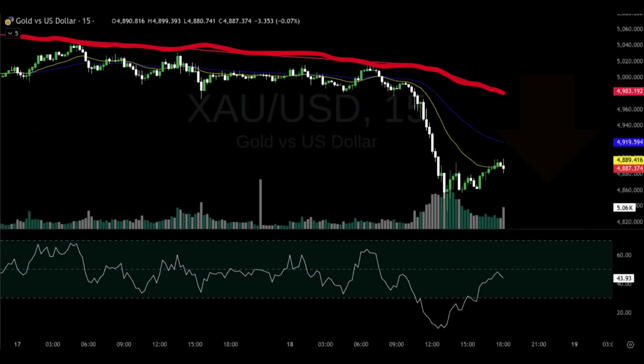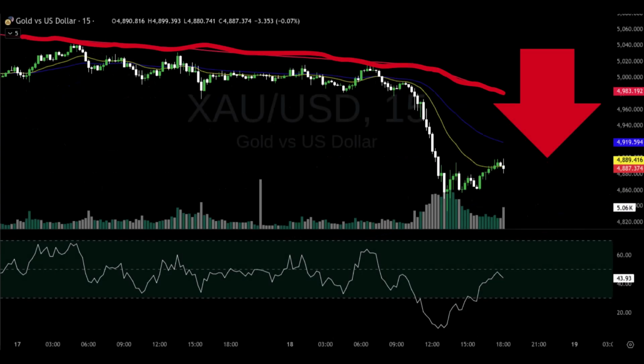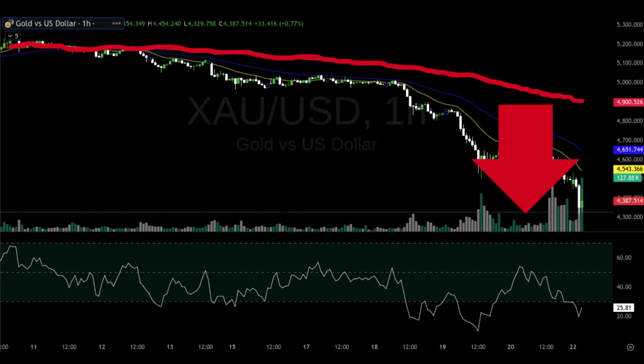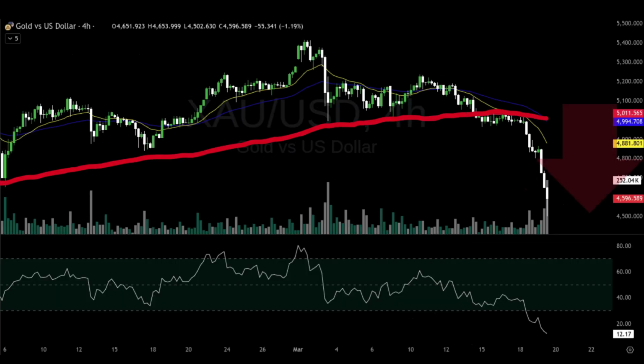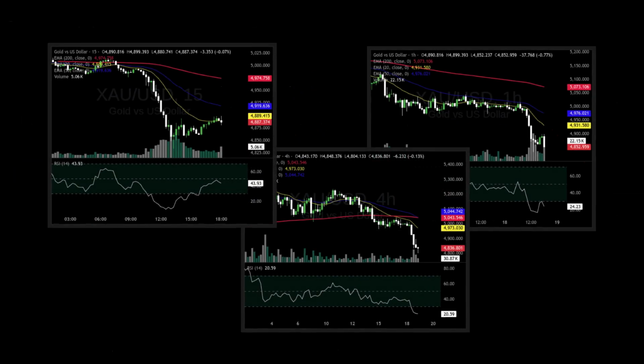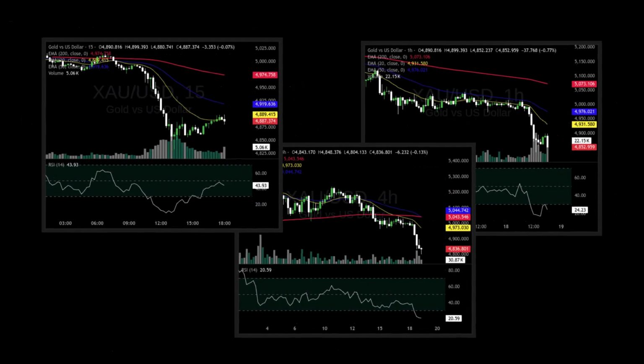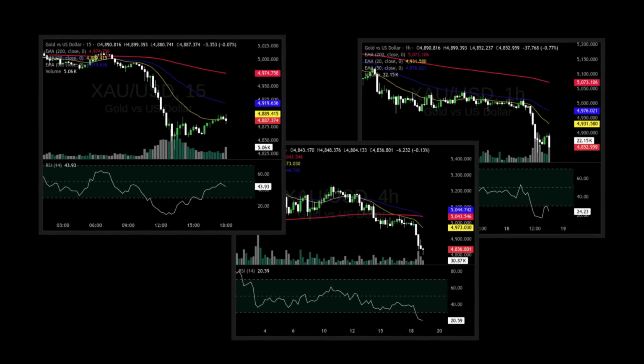Now let's look at another example. The 15-minute chart is bearish. The 1-hour chart is bearish. And the 4-hour chart is also bearish. Now all time frames agree. This gives us much stronger confirmation. Before entering a reversal trade, always check the bigger picture.